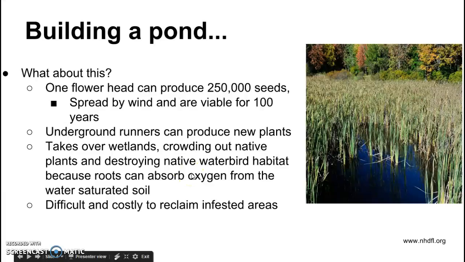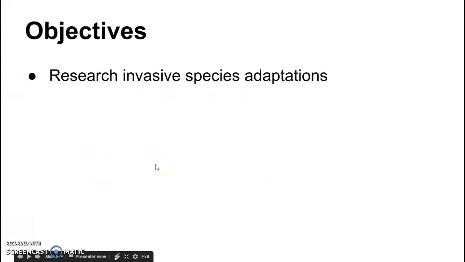The difficulty then can be costly to reclaim infested areas, and this can then cause a very invasive plant.